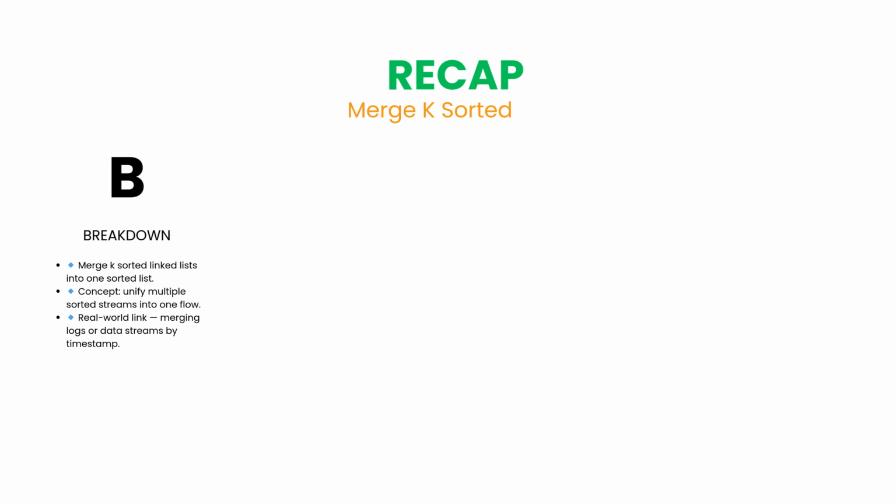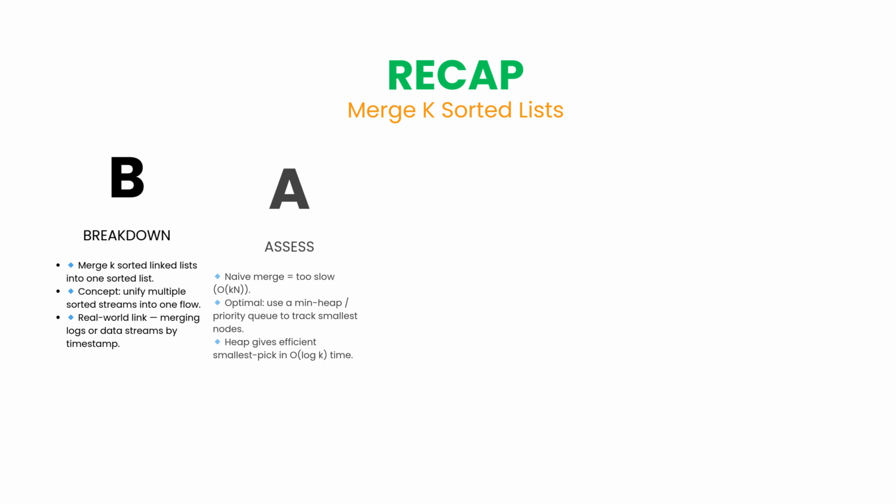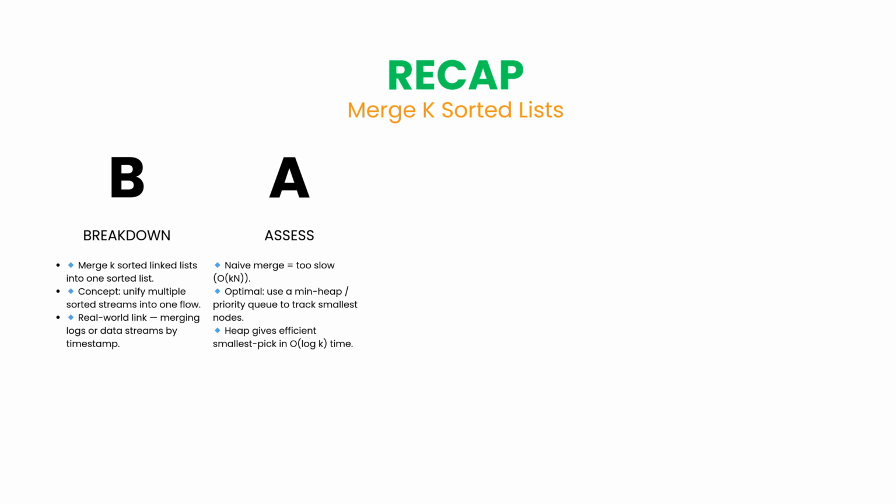Breakdown recap. We're given an array of k sorted linked lists and need to merge them all into one fully sorted linked list. Conceptually, it's about combining multiple sorted sequences into a single unified list. Assess recap. A naive approach would merge the lists one by one using two-list logic, but that's slow. The optimal approach leverages a min-heap, priority queue, to always select the smallest node across all lists. This reduces the complexity significantly and makes it efficient even for many lists.